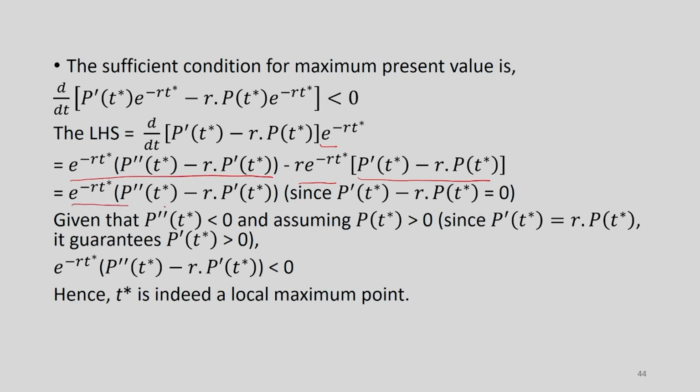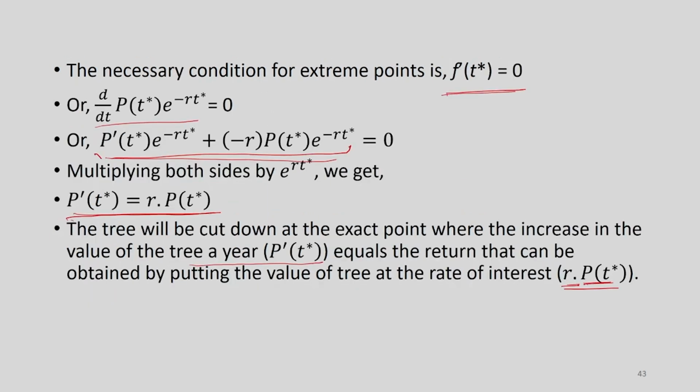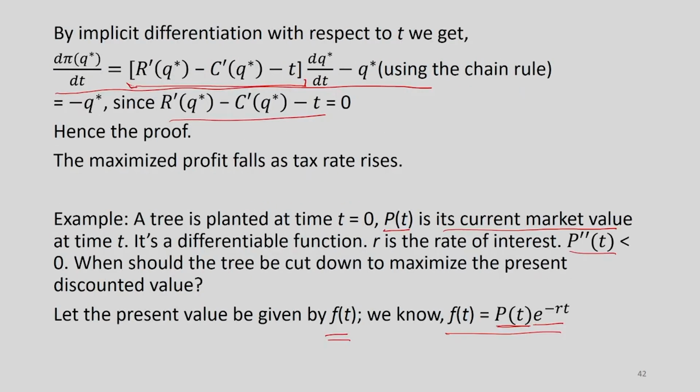Now, is it negative? That is the question. If it is negative, then we are safe. If it is not negative, then we are in trouble. Now, remember, in the question itself, it is given that the second derivative of p function is negative. Okay, this condition is given.